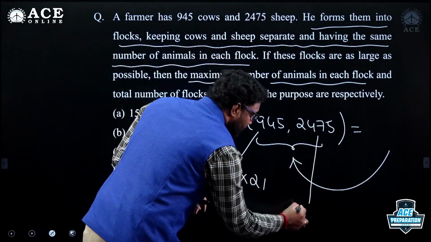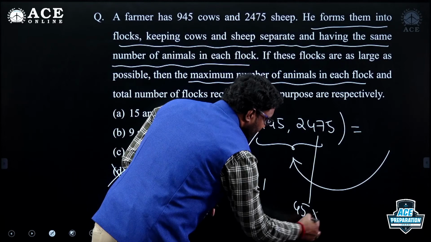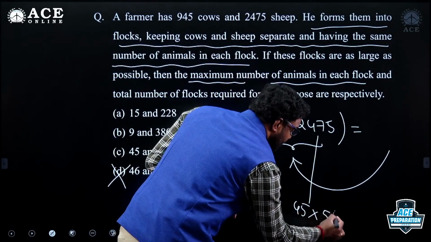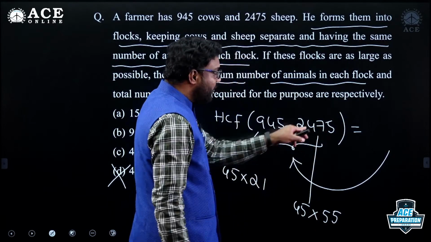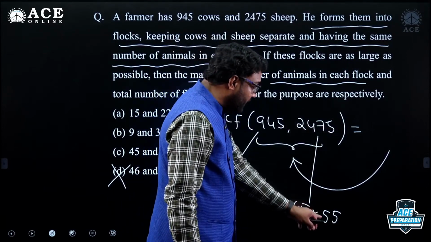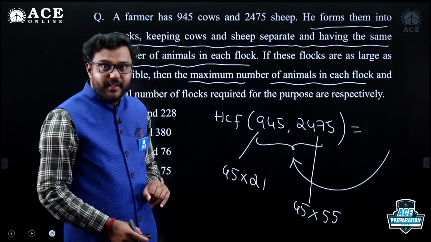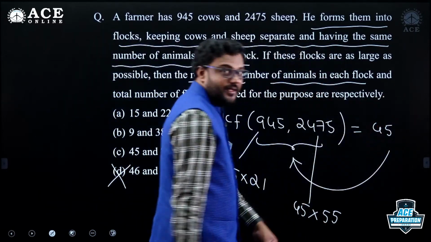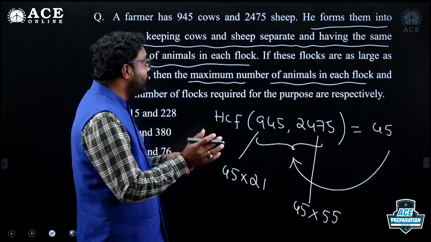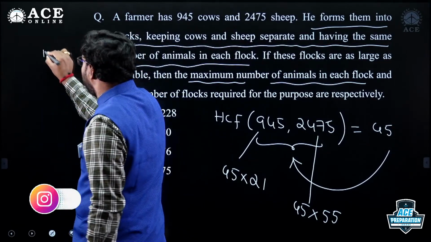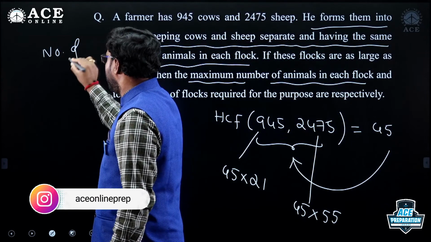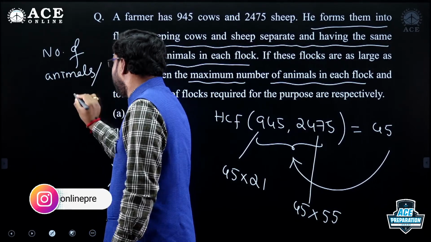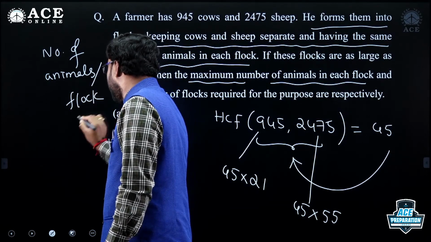For this one, 45: 5 times 225, it divides 2475 exactly. So it's 45. So each group has 45. Here what they are asking is the number of animals per group or per flock, which is nothing but 45.